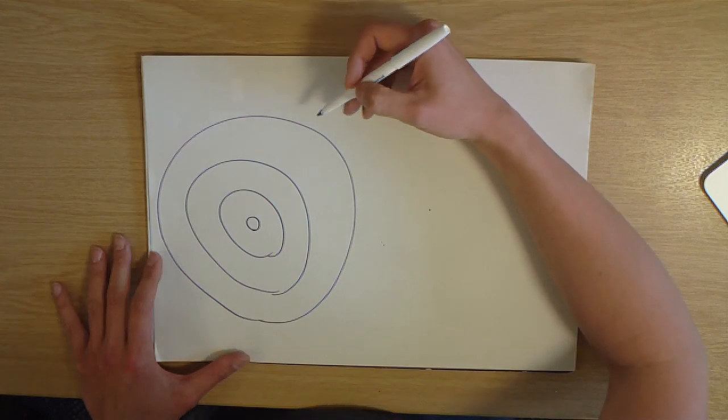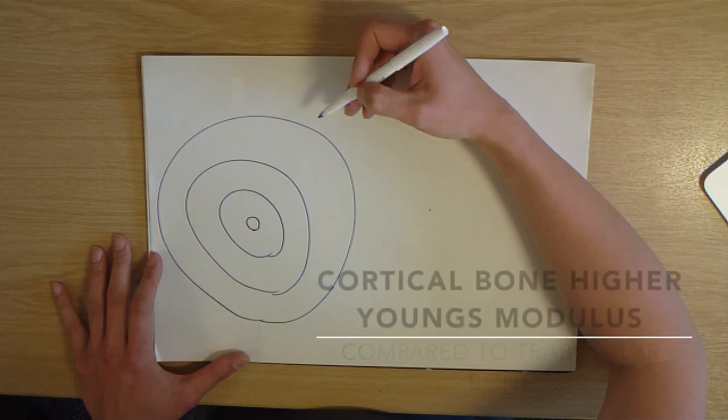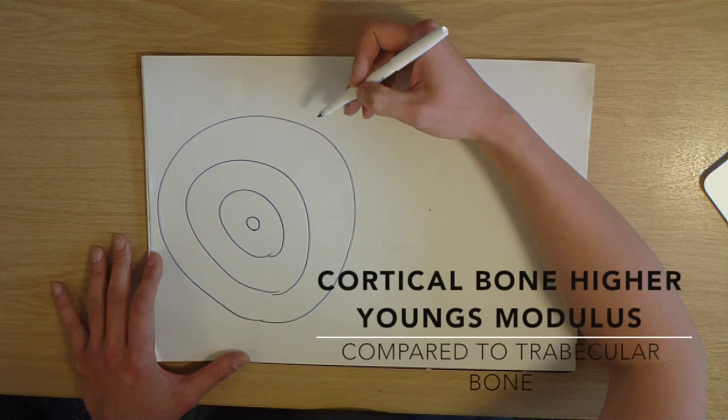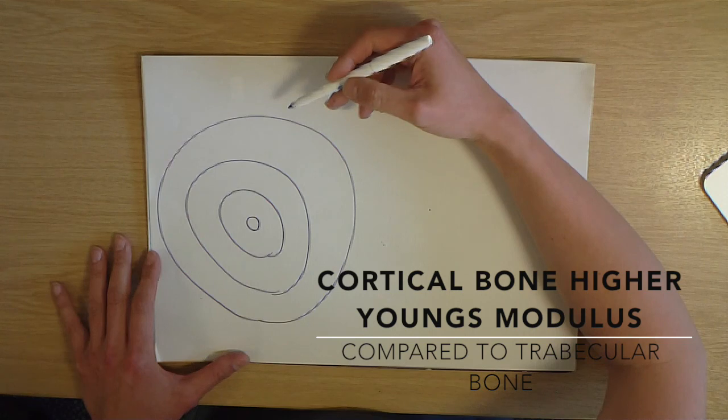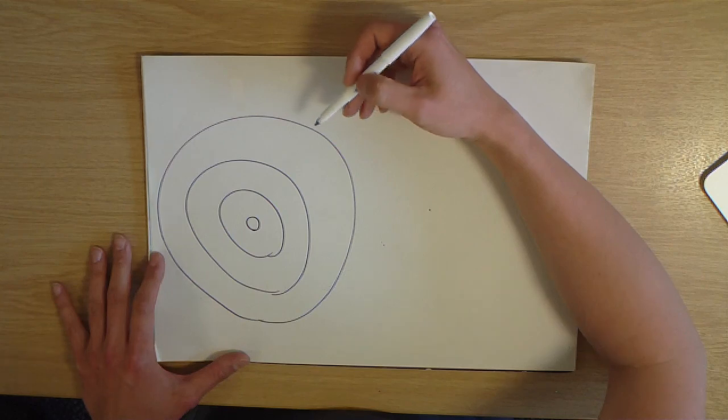This gives cortical bone its characteristic anisotropic properties, and it has a much greater stiffness in comparison to trabecular bone, with a Young's modulus of 20 gigapascals in comparison to trabecular bone, which has a Young's modulus of 1 gigapascal.